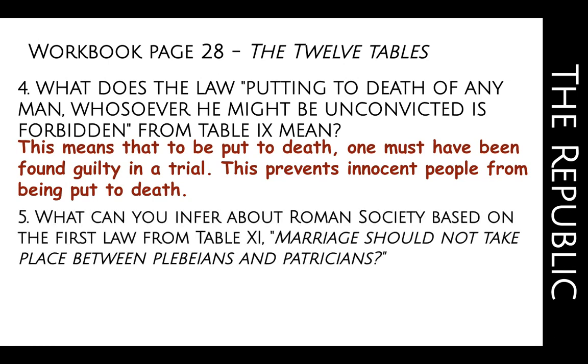Number 5, what can you infer about Roman society based on the first law that says marriage should not take place between plebeians and patricians? So table 11, marriage should not take place between plebeians and patricians. What can you infer about Roman society? All right, so stop the video, type a response, and we'll go over it when you're ready.